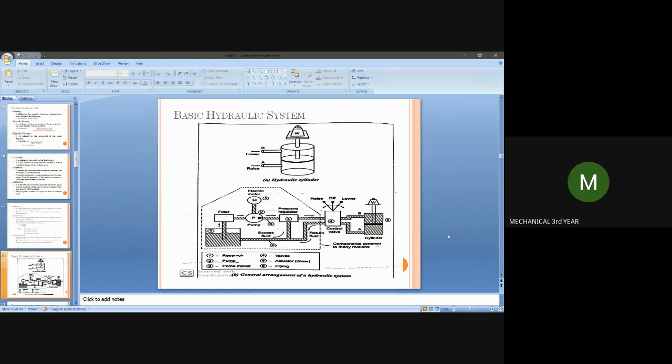Okay, so M is considered as the drive and P is considered as the driven. So the pump is driven by the motor. Right, so next it goes to the pressure regulator. The pump creates some amount of pressure.